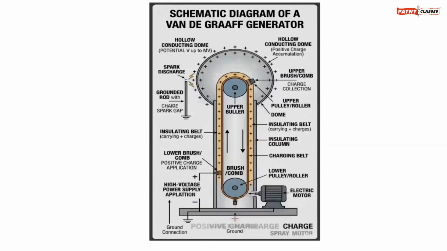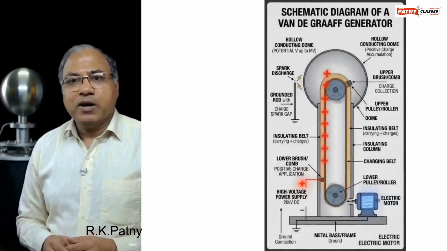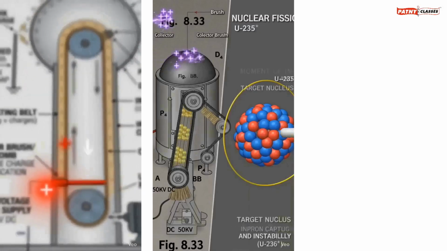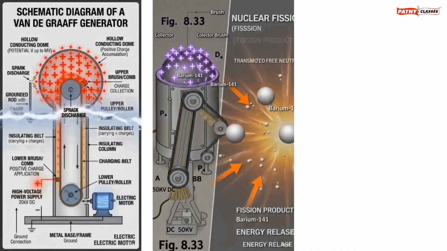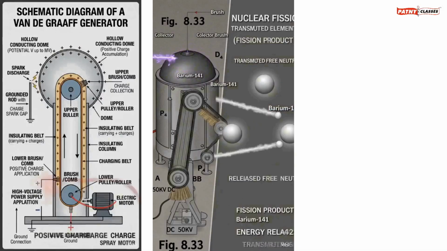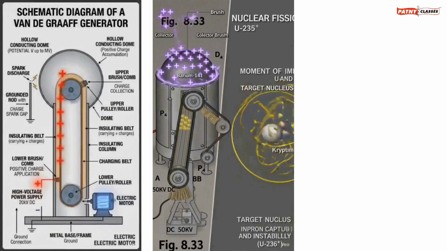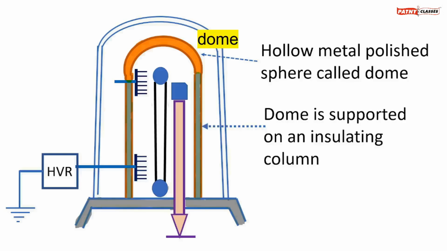The very important part of the Van de Graaff generator is the spherical hollow sphere at its top. In this hollow sphere, which is also called a dome, the charge is continuously added up. The spherical dome is polished and it is supported on an insulating column.